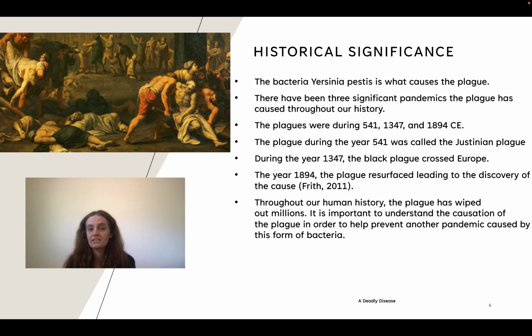The plague has infected all parts of the world. Starting in 541, the Justinian plague started in Central Africa and spread to the Mediterranean and Egypt. This plague was named after the emperor of the Byzantine Empire at the time, Justinian I. During this time, it was written that the world had never seen an epidemic such as the plague before.